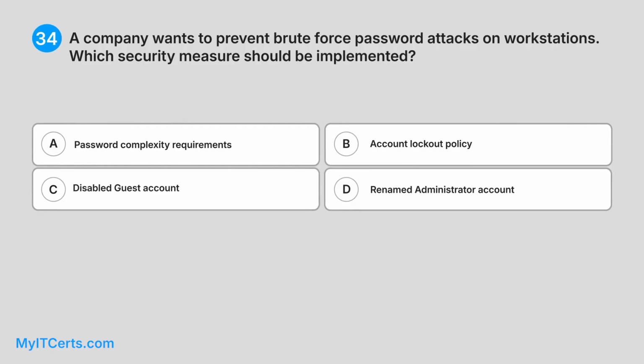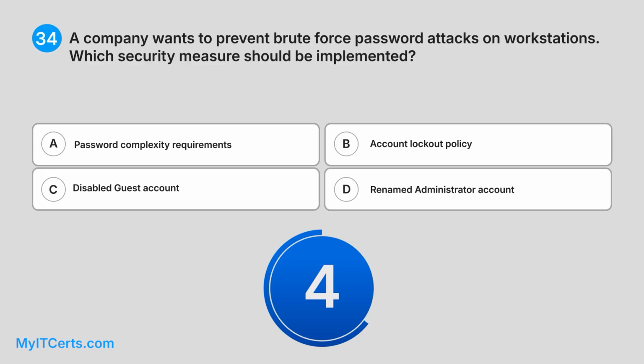34. A company wants to prevent brute force password attacks on workstations. Which security measure should be implemented? A. Password complexity requirements. B. Account lockout policy. C. Disabled guest account. D. Renamed administrator account. Can you guess the answer?